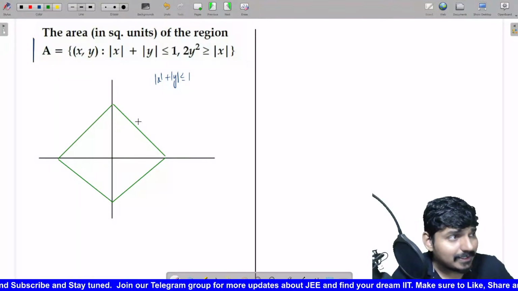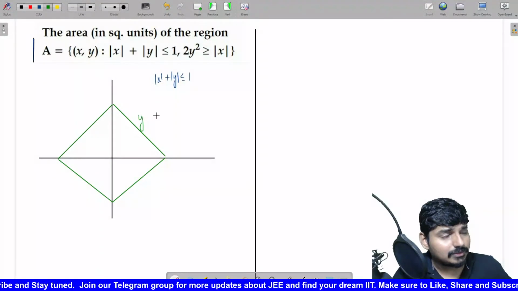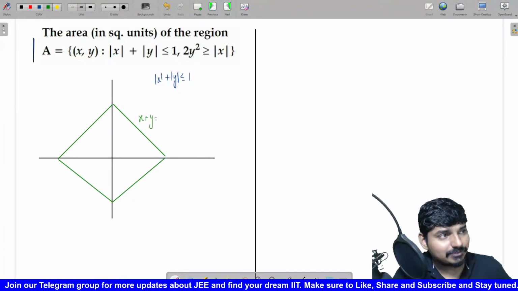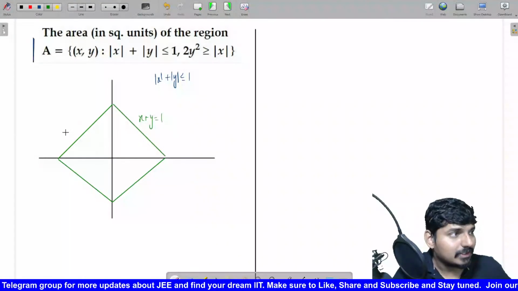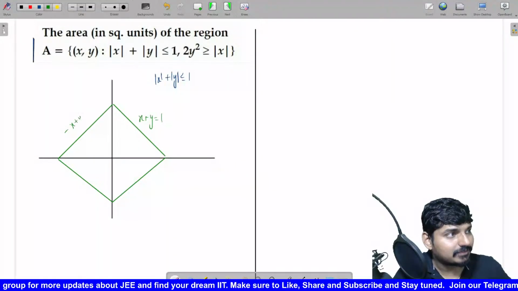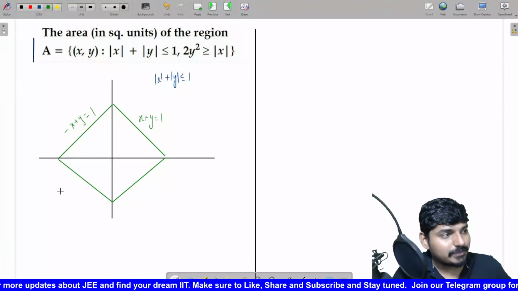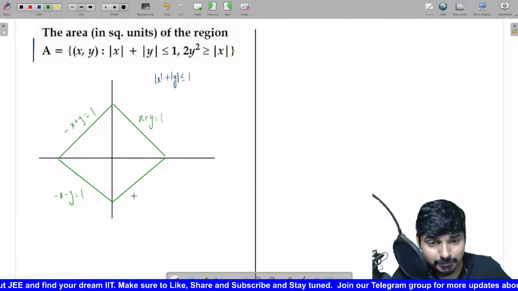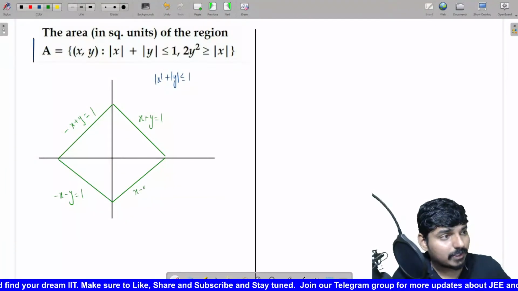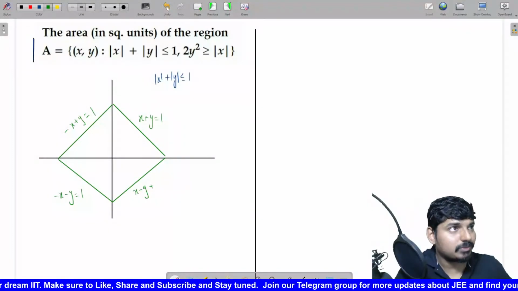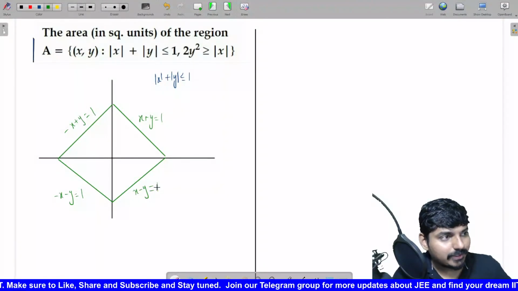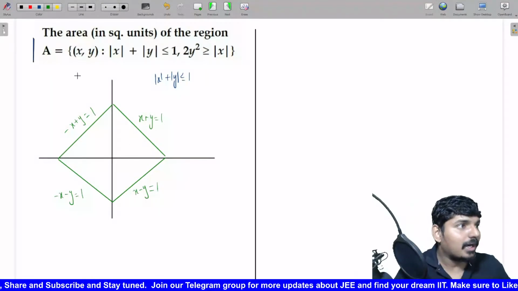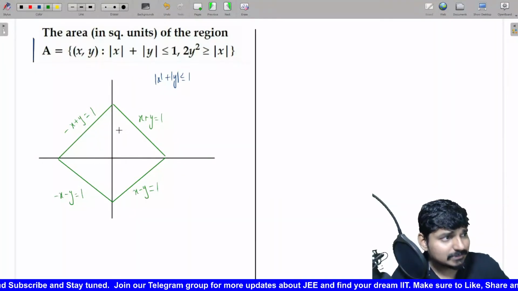Now you can clearly see that इसमें ये form होगा with this line representing x plus y equal to 1 line. This will be representing minus x plus y equal to 1 line. This will be representing minus x minus y equal to 1 line, and this will be representing x minus y equal to 1 line. So by using these four lines, you are going to get this particular region.